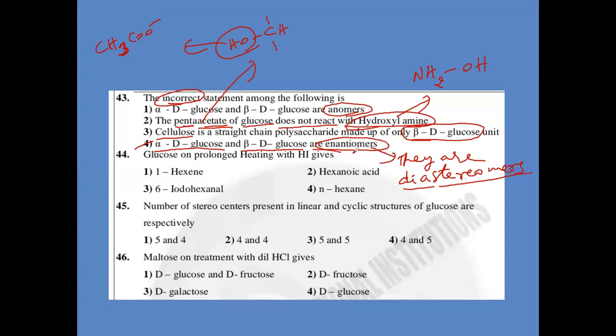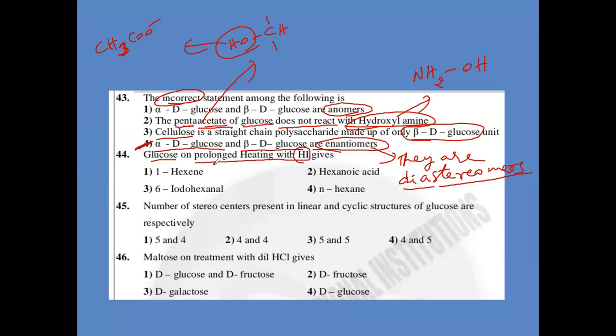But what is given? Enantiomers. Enantiomers mean mirror images of each other, but non-superimposable. What is the meaning of diastereomers? Non-superimposable on each other and also non-mirror images. Neither mirror images nor superimposable on each other. That's why this is the answer here. The incorrect statement is the fourth option. Okay.